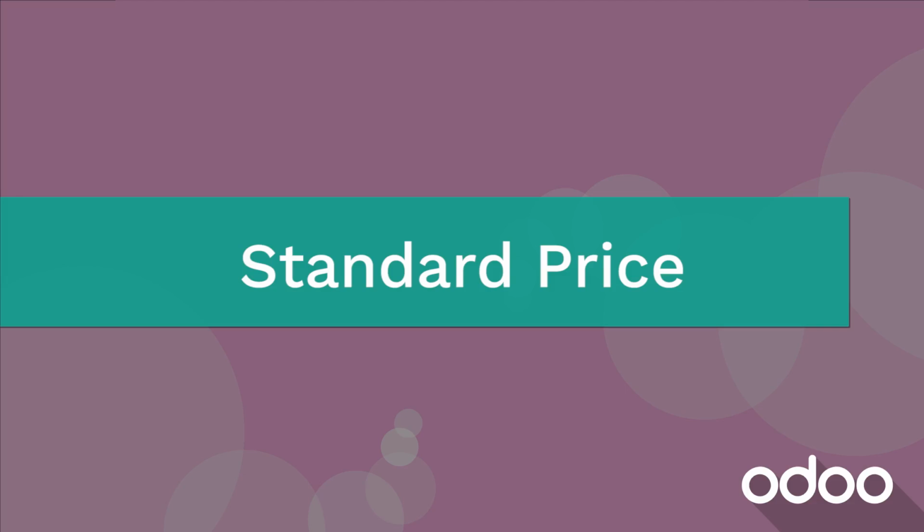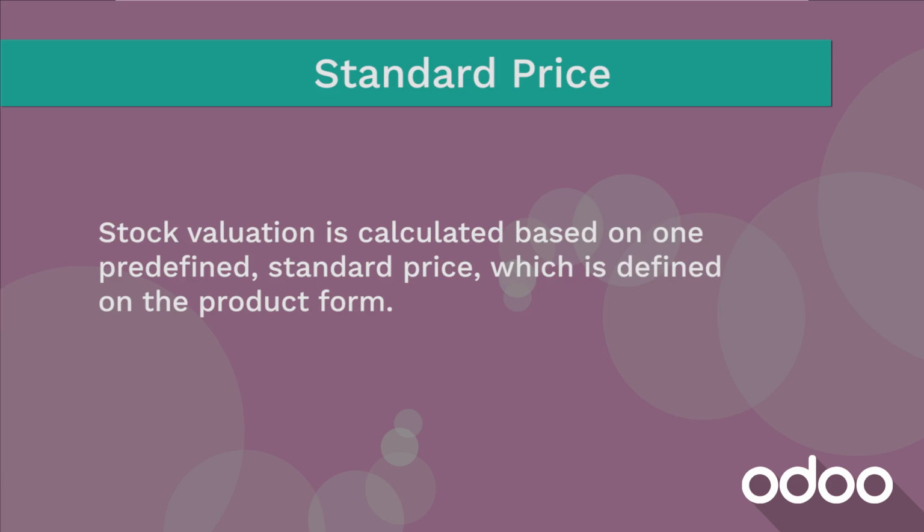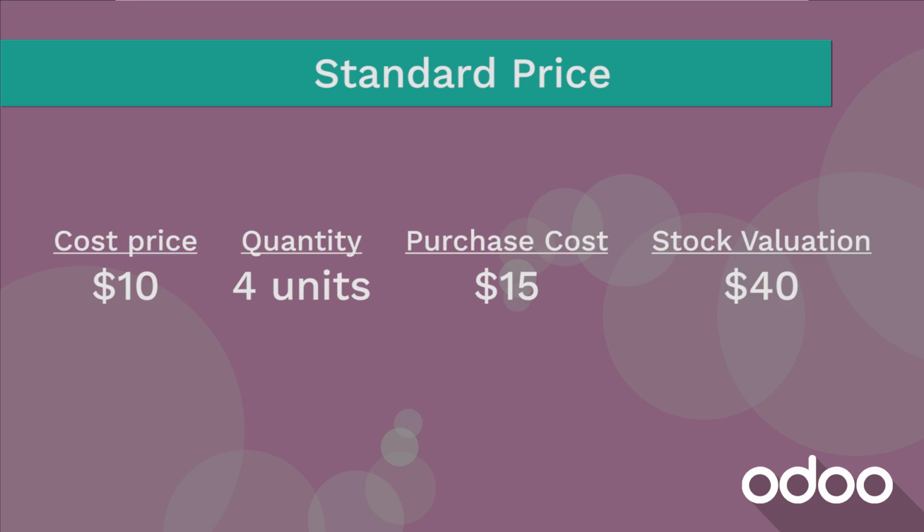We'll start by going over the simplest method, standard price. The standard price is computed using one standard price, which is defined on the product form. This price will be used to calculate the value of your stock regardless of the actual purchase price. For example, for a product with the cost price defined as $10, if 4 units are purchased at a unit price of $15, the stock value will be $40.